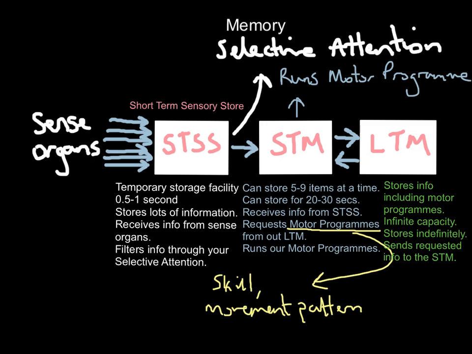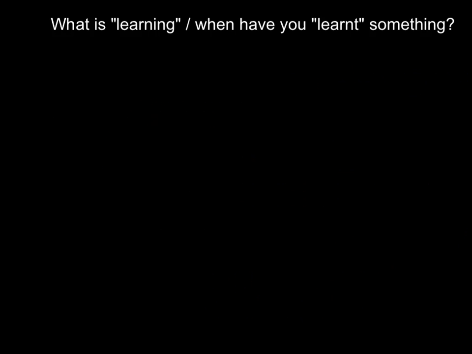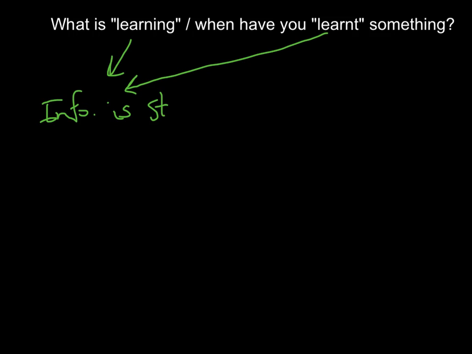There's one last thing we just need to quickly cover. So here's a bit of a random question. What is learning, or when have you learnt something? Now, it sometimes comes up as like a little one marker. What is learning, when have you learnt something? Well, the simple fact of the matter is this. Learning is when, draw a couple of arrows down here, information is stored in the long-term memory.